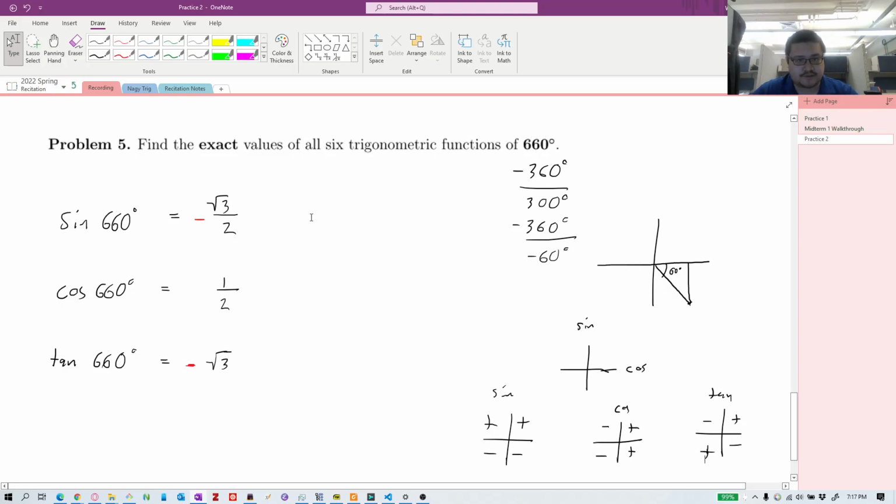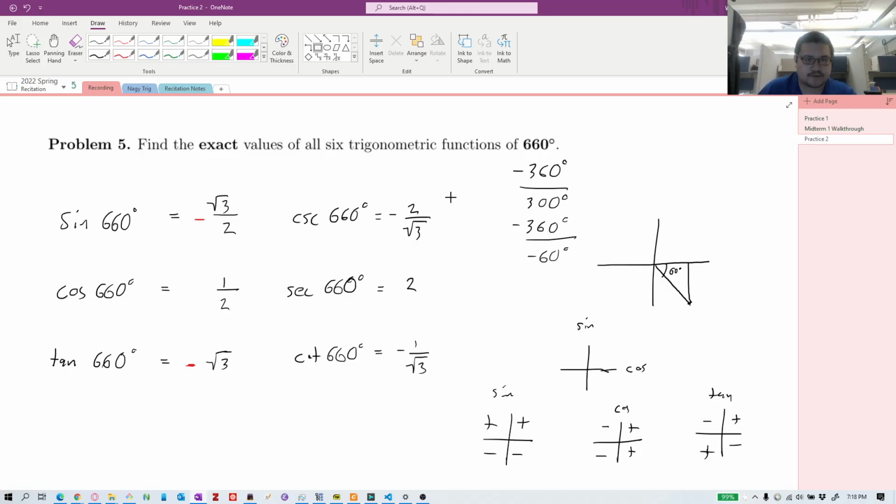Right, and then the last thing for this problem is to do the other three functions. So cosecant of 660 is going to be negative 2 over root 3. Secant of 660 degrees is 2. And cotangent of 660 degrees is negative 1 over root 3. And I will box this.